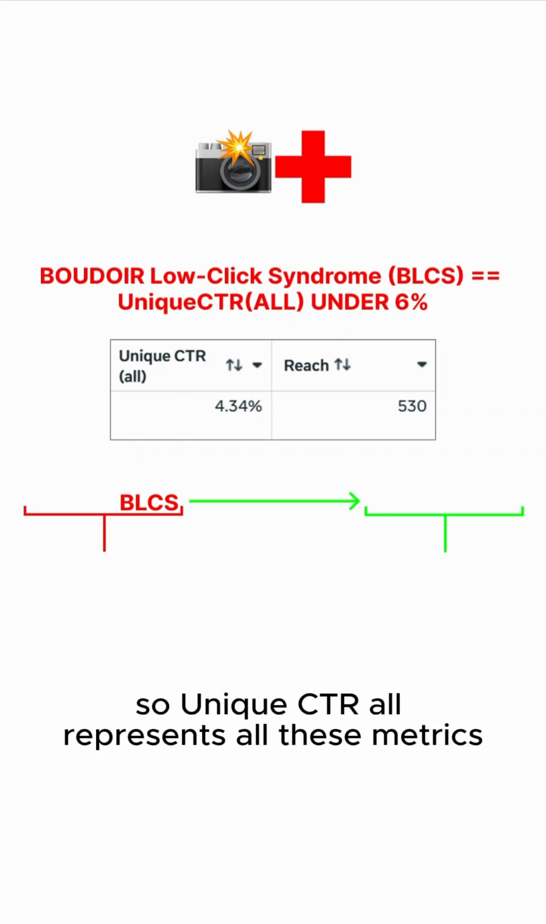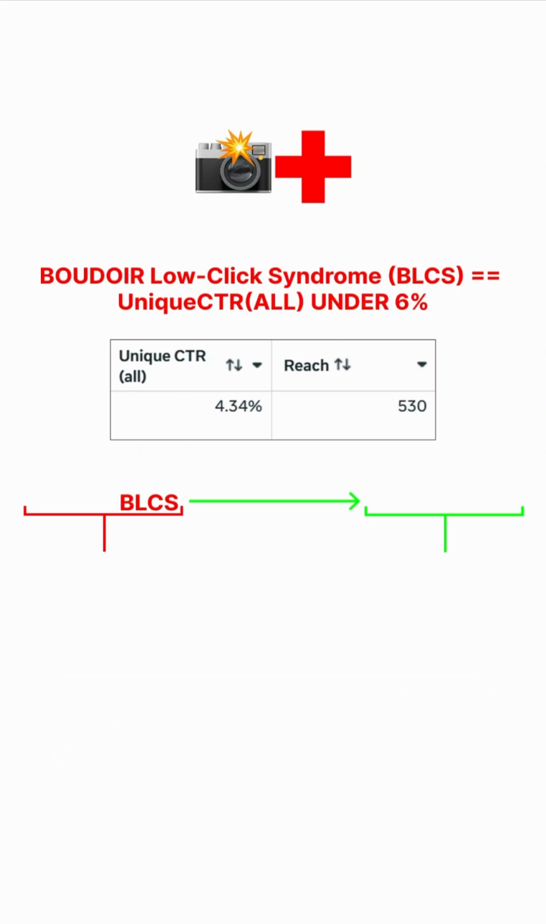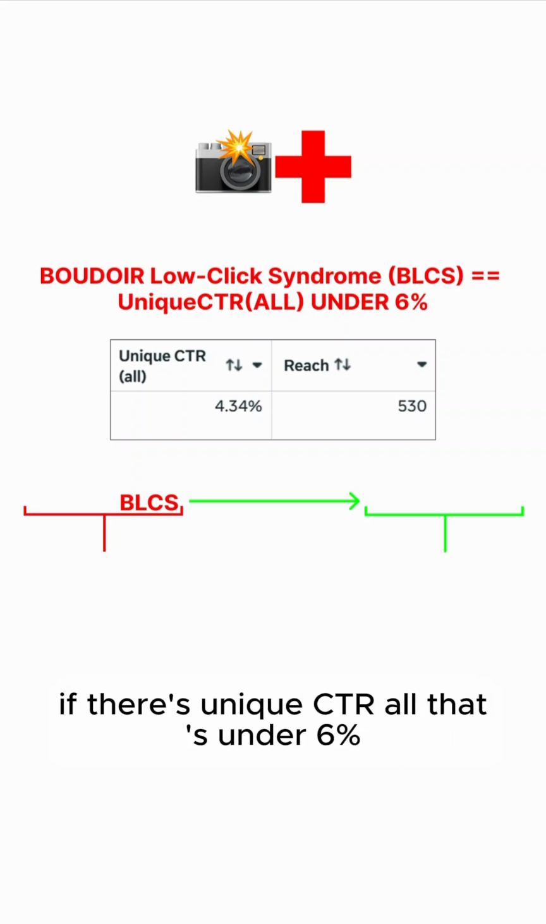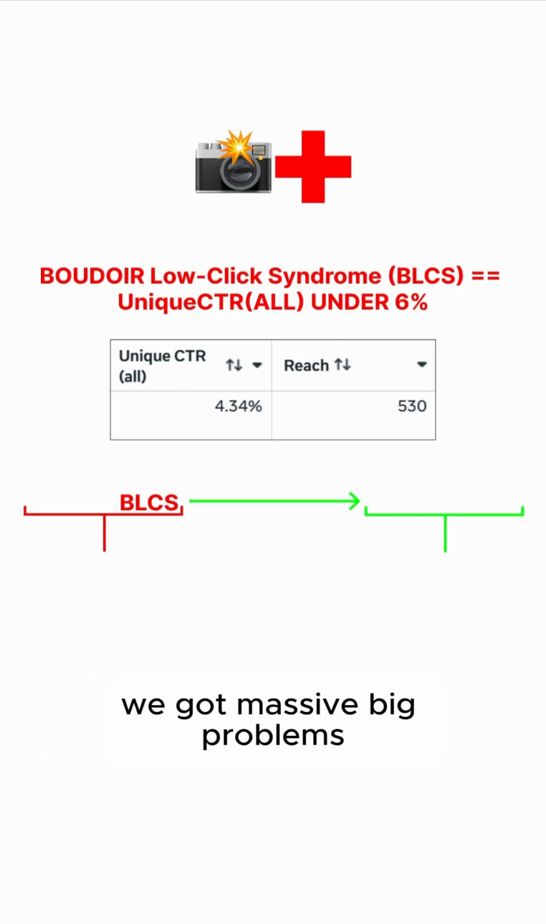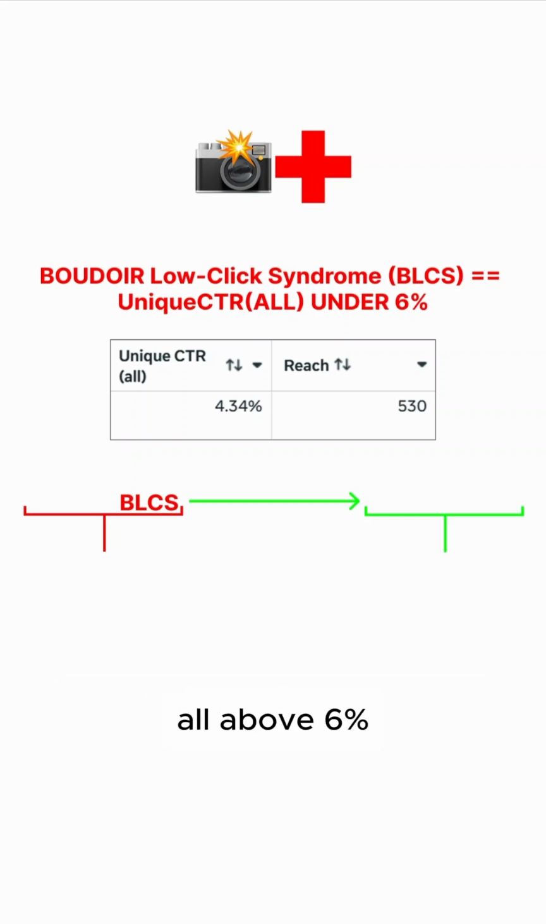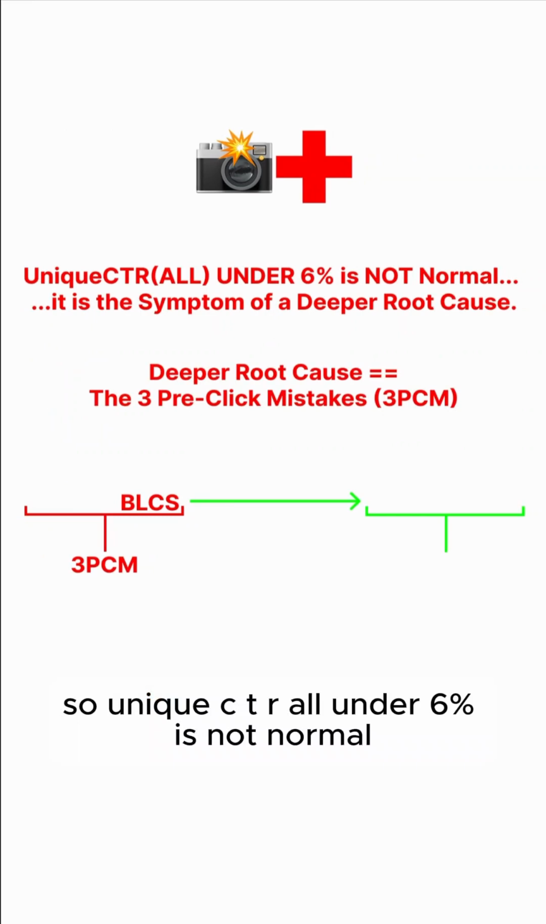So unique CTR represents all these metrics, and we need to get this number as high as possible. 6% is the minimum. The absolute minimum. If there's a unique CTR that's under 6%, we've got massive big problems. 100% of Boudoir Facebook ads can have a unique CTR above 6%. So unique CTR under 6% is not normal.